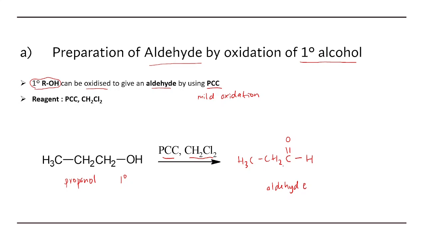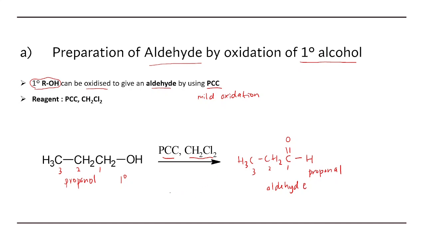Okay, the carbon is still 3. 1, 2, 3. So the same with this one, 1, 2, 3. So 3 carbon alcohol, and this aldehyde that you get is actually 1, 2, 3. Propanal. So propanol, you will get propanal.